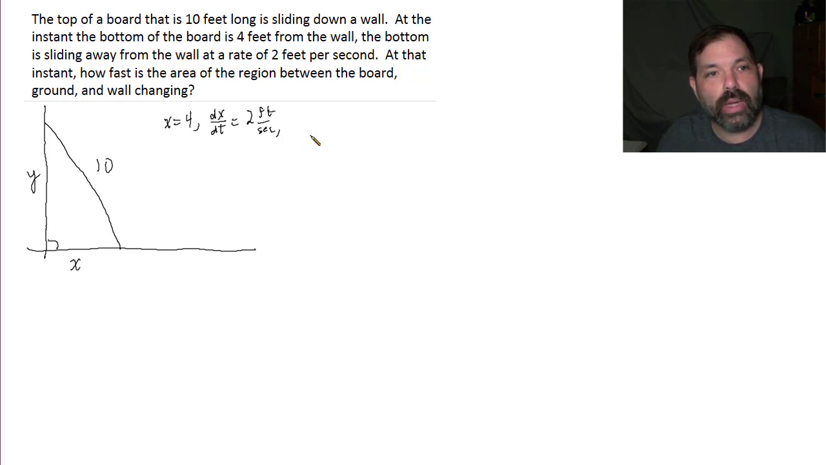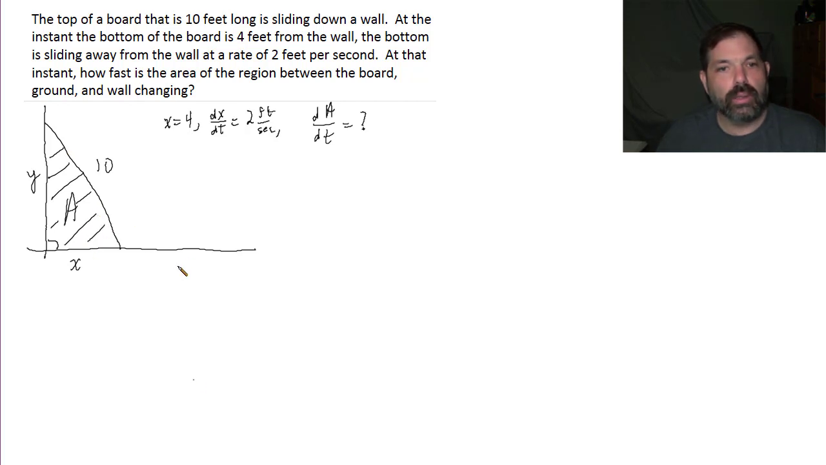Now we're asked, at that instant, how fast is the area of that region changing? We're asked to find some dA/dt, where this region right here is our region A, and we want to find the change in that area.